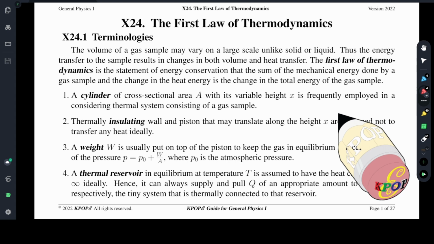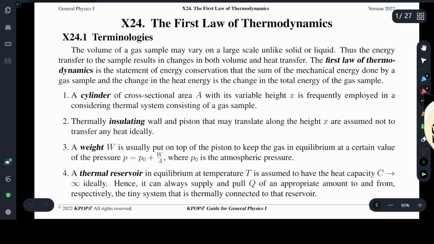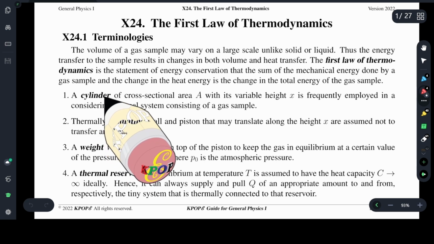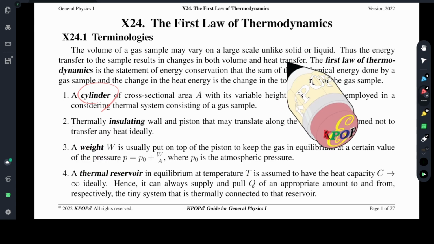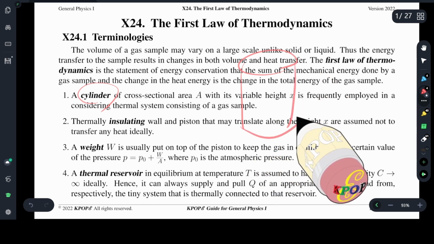Okay, that is our starting point to study the first law of thermodynamics. Before we begin, we just refresh our mind with some keywords. We will see cylinder frequently. This is to simplify the analysis of changing volume of a gas. It is contained in a cylinder.